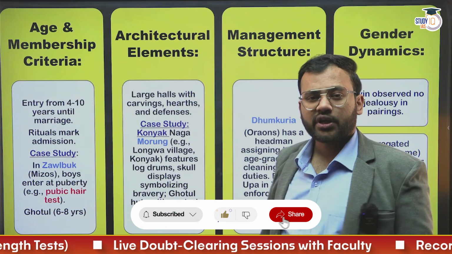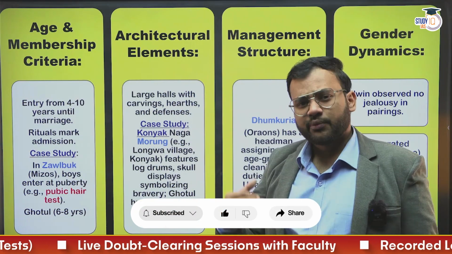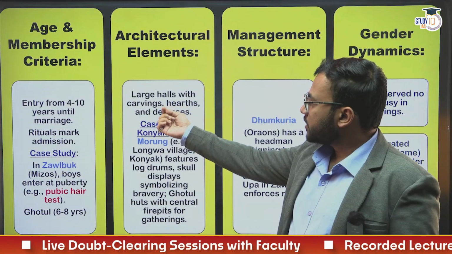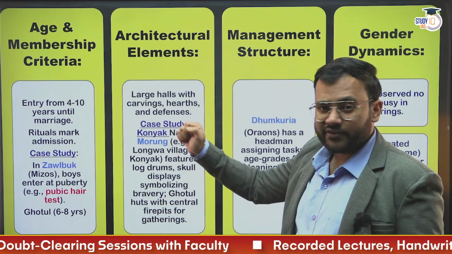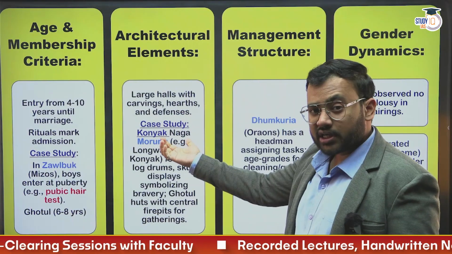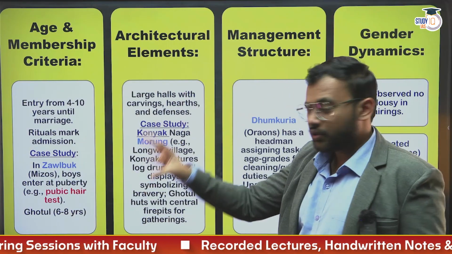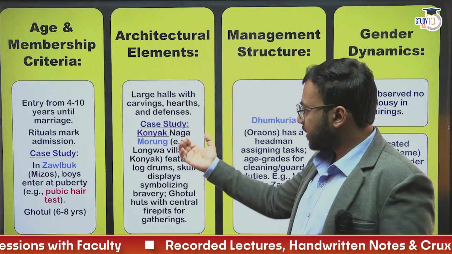Next is the architectural element, which can also be discussed, and which differs from tribe to tribe. Now, in some of the youth dormitories, the halls are very large. There are beautiful carvings or drawings. Hearths and defense units are also intact. A case study can be written here.